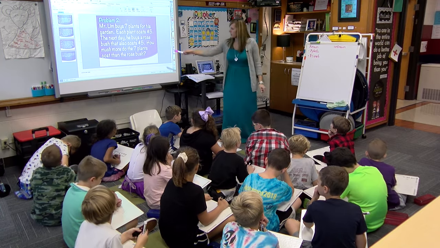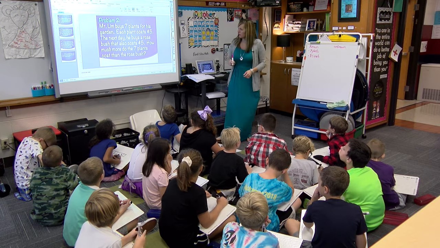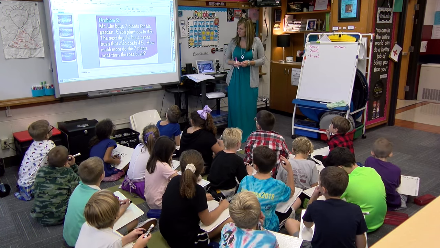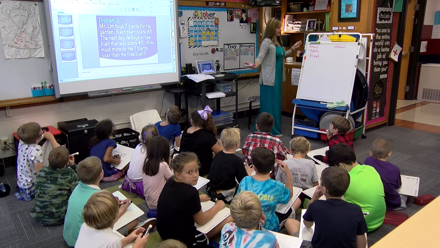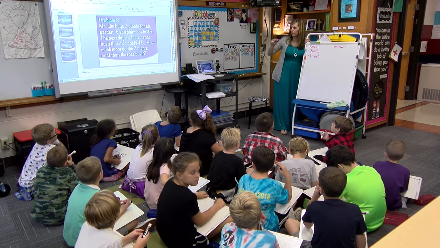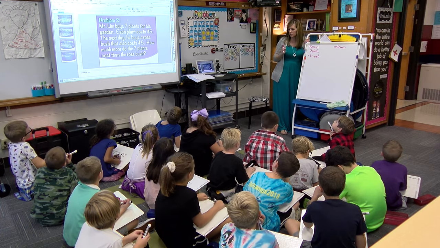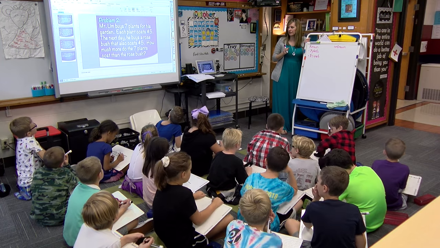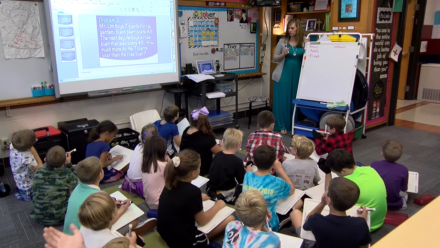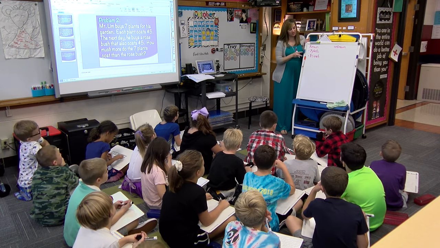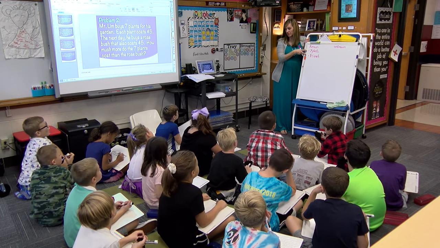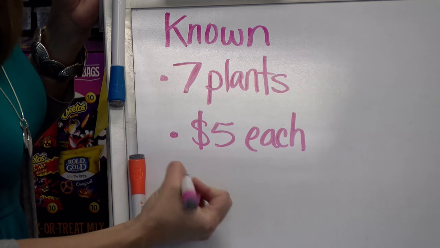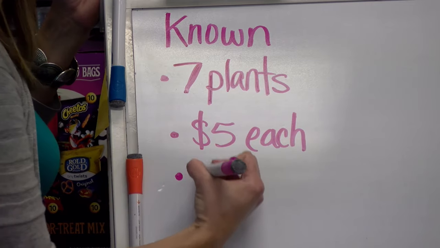Third sentence. Colton, you want to read the next day? The next day he buys a rose bush that also costs $5. Okay, stop there at the period. Do I know information or is there something that's unknown in that sentence? The next day he buys a rose bush that also costs $5. We're used to just having two knowns. Remember I told you today that would change? It's going to be okay if we have three knowns this time. What is that telling us about a rose bush?